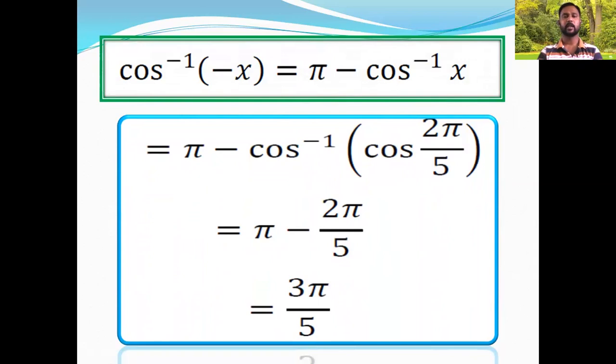Again you inspect, can you cancel cos inverse and cos? Yes, we can cancel because the angle 2 pi by 5 is an angle inside its principal value branch, the closed interval 0 to pi. Therefore, the next line will become pi minus 2 pi by 5, which is 3 pi by 5. In such a way, keeping in mind the principal value branch, you can solve all similar questions.